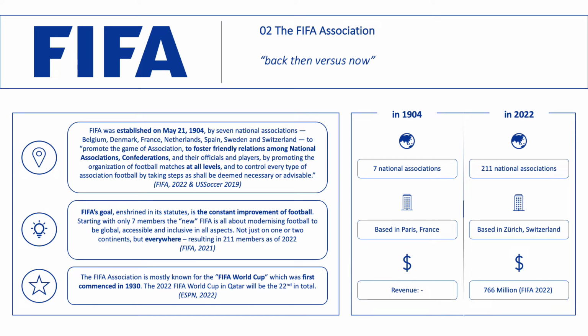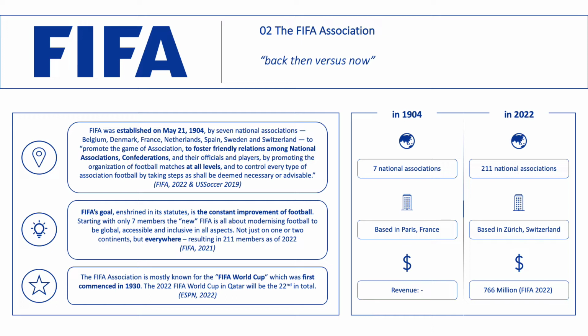So let's get to the FIFA Association with some facts and figures from today, but also talk about when and why FIFA was created in the first place. FIFA was established in 1904 by 7 national associations from Western Europe to promote the game of football, to foster friendly relations among national associations and confederations, and their officials and players, by promoting the organization of football matches at all levels and to control every type of association football.